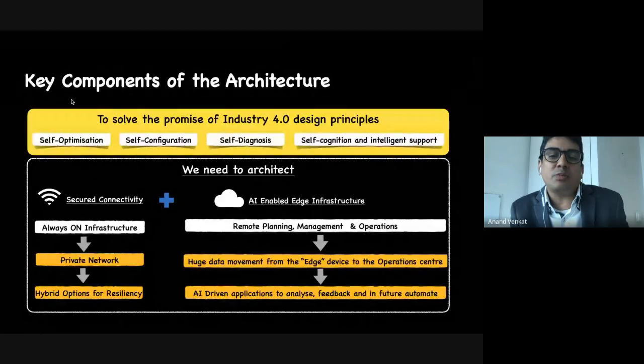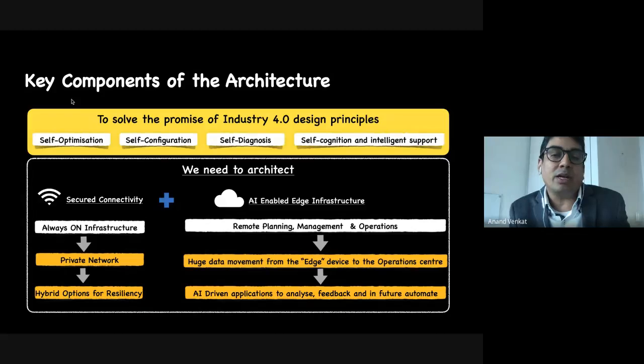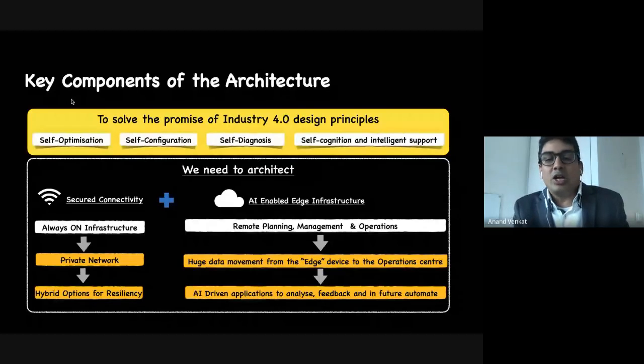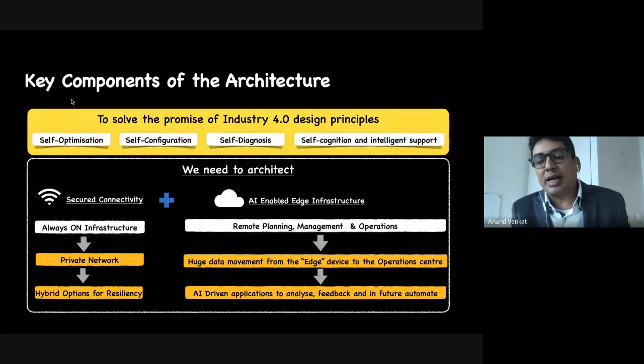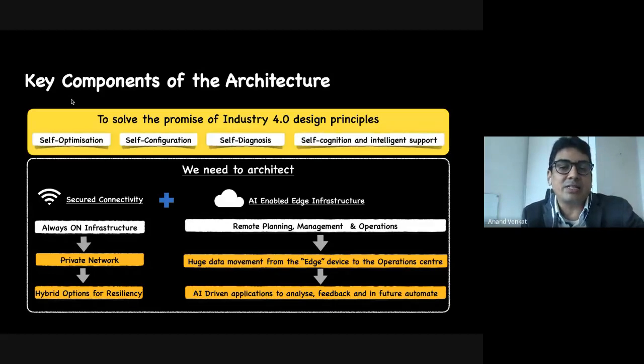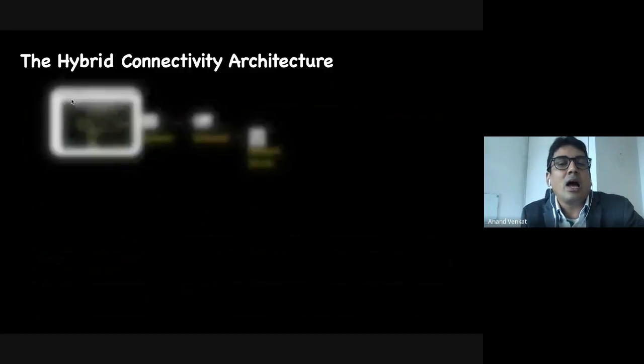The edge device has to be much more. If you want to enable remote planning and more intelligent self-diagnosis analysis, you need to collect the data, process it at the edge, and then you have an AI-driven application that will feed back and also do the self-diagnosis and self-correction if required, right? So that's kind of an automation that needs to happen. So for that, how do you build the architecture?